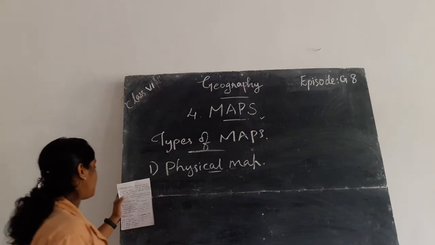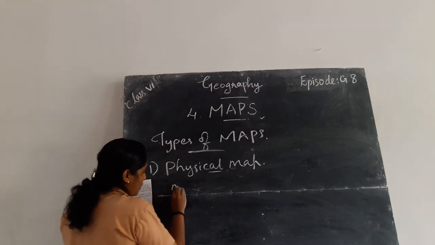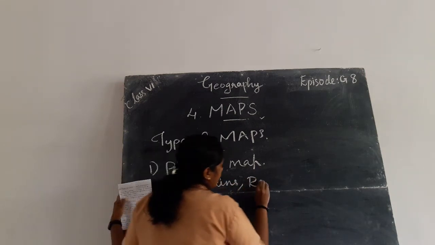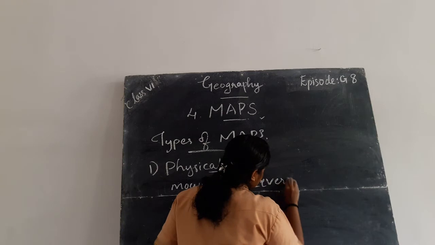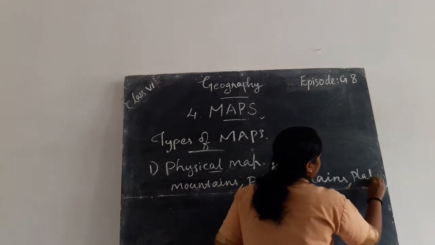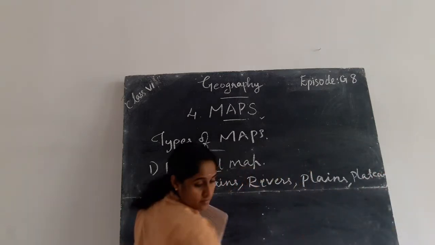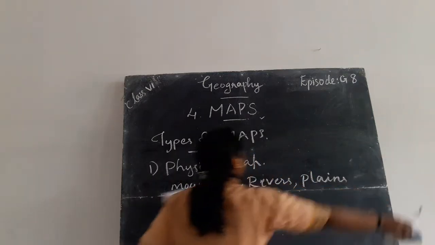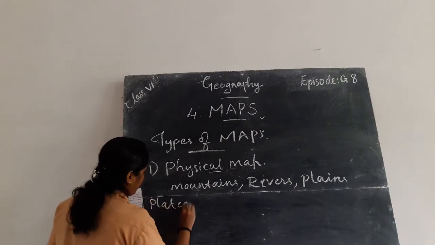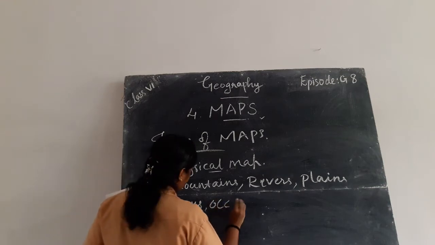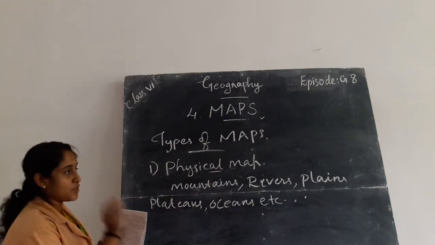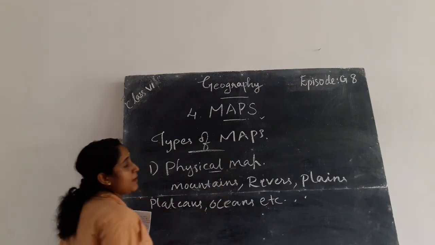So the physical map shows mountains, rivers, plains, plateaus, oceans, etc. These types of maps are called physical maps.